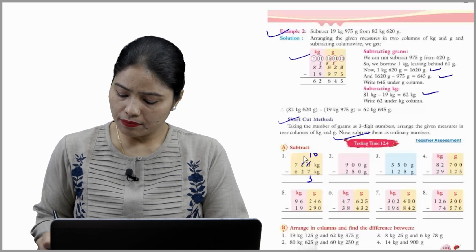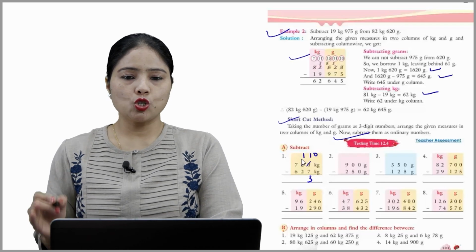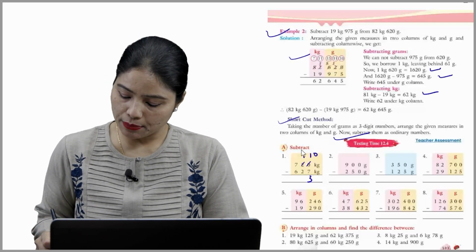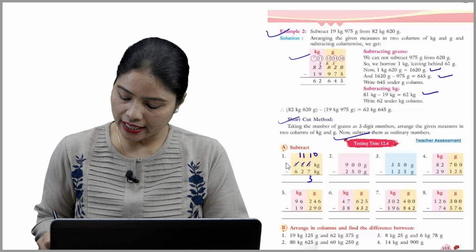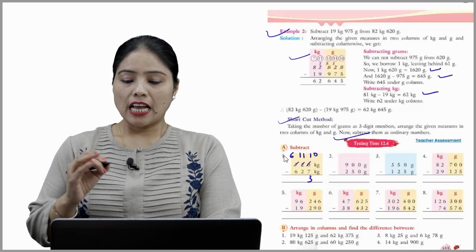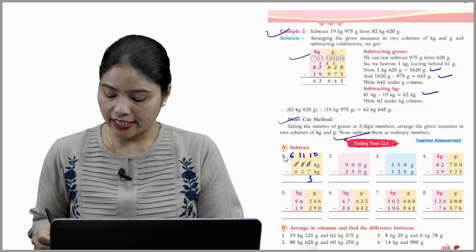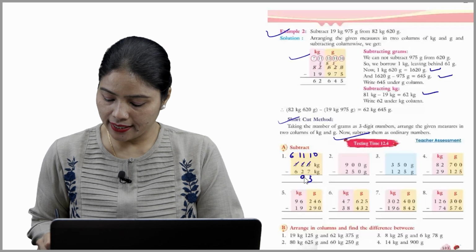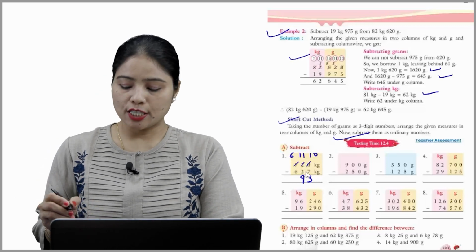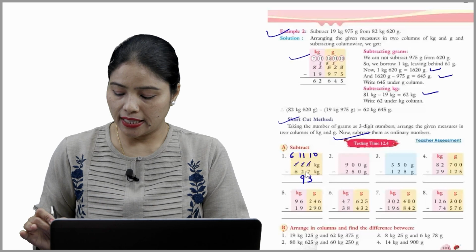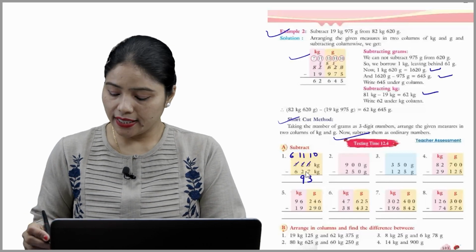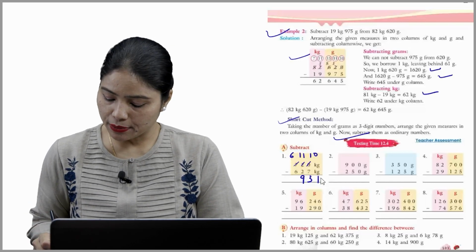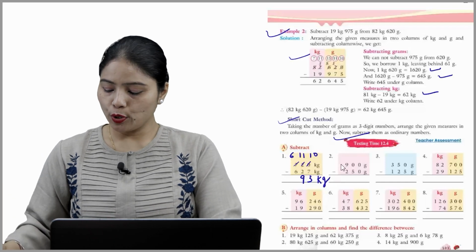It remains 1. Okay. Now 1 में से 2 माइनस नहीं कर सकते, तो ये कितना बन गया? 11. और यहाँ कितना रह गया? 6. Now 11 में से 2 माइनस करेंगे तो ये बना 9 and 6 में से 6 को माइनस करेंगे तो nothing. So the answer is 93 kg. I hope you understood well.